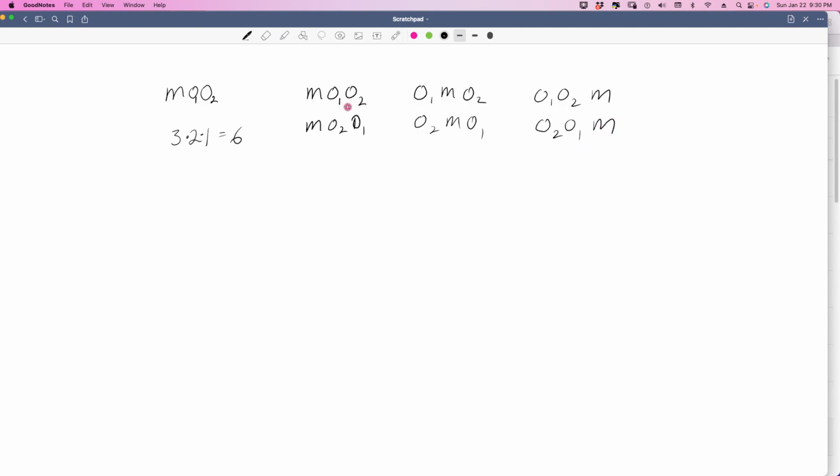But as far as if these are not labeled, there's really only 1, 2, 3 distinguishable differences. If we erase the subscripted numbers right there, the only thing that we can see is MOO, OMO, and OOM. That's it. Unless these are labeled with something to distinguish them, the permutations look alike.